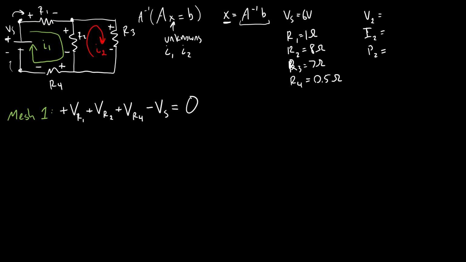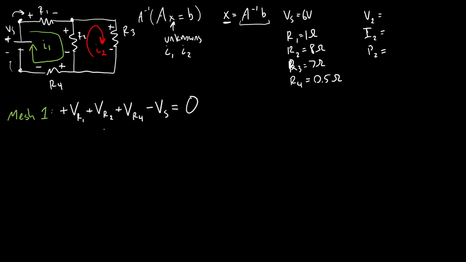Now, again, I could have done that the opposite. I could have said I start here, go plus Vs, minus VR1, minus VR2, minus VR4, and hopefully you can see all that is doing is just flipping the signs on all of these, but if you move them to the other side of the equation, mathematically it's the same thing.